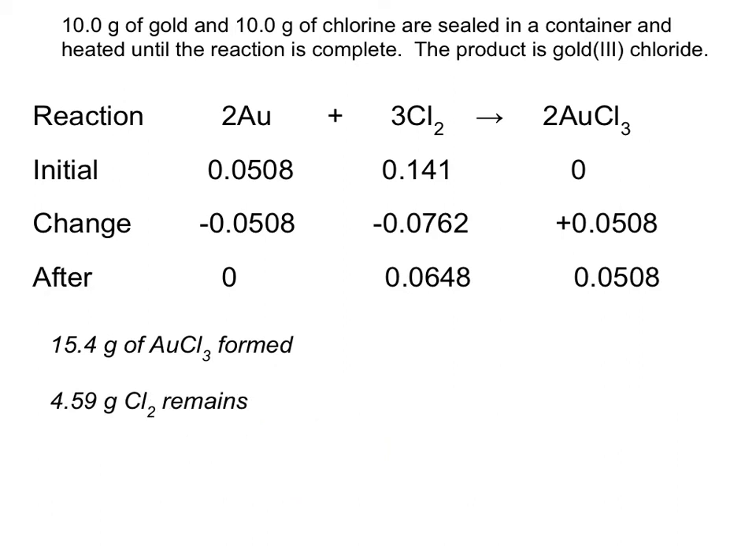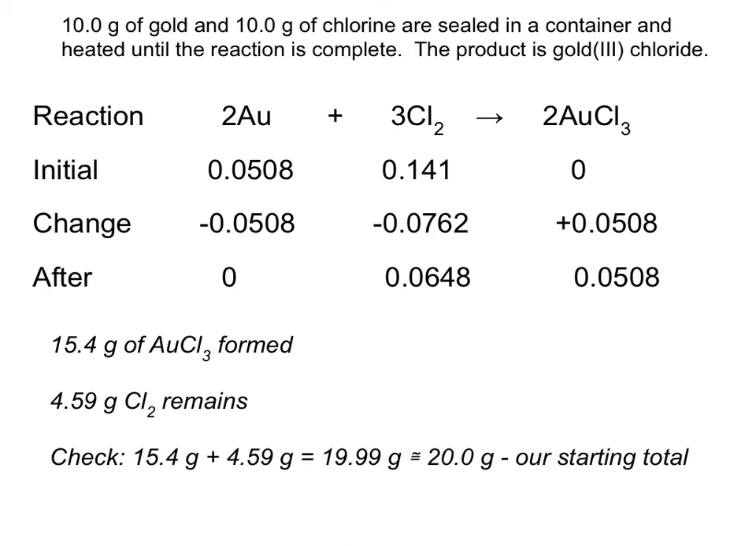Now we can do a quick check, because we know that we're going to form 15.4 grams of AuCl3, and 4.59 grams of Cl2 actually remains. We add those together, and we see that after the reaction is complete, we have a total of 19.99 or approximately 20 grams, which was equal to our starting amount of total reactants. And so that's a nice little check to do at the end to make sure that those amounts add up, because the law of conservation of mass tells us that they have to. We just have a small difference due to rounding.